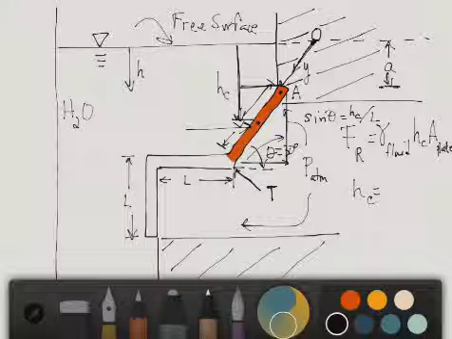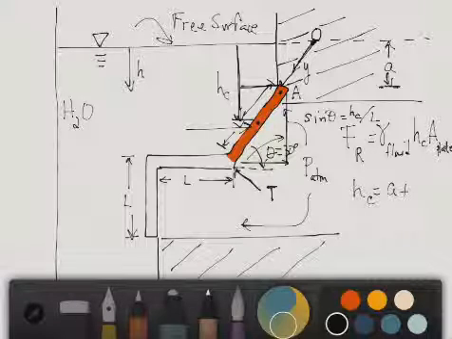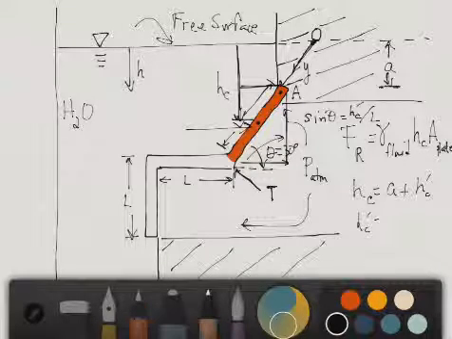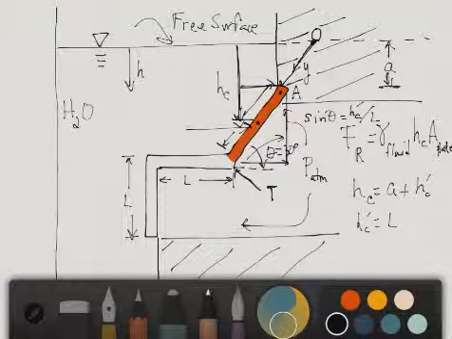So we have HC equals A plus, and let's call this one H sub C prime. HC is equal to A plus H sub C prime, where H sub C prime is just going to be one half of L.